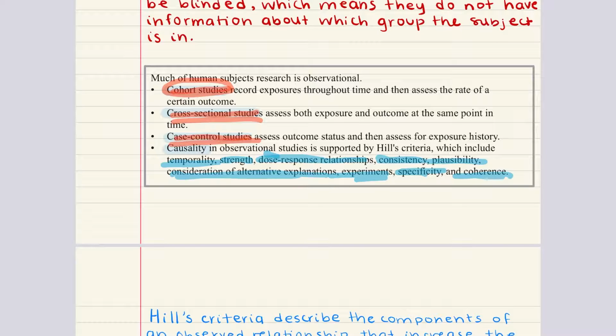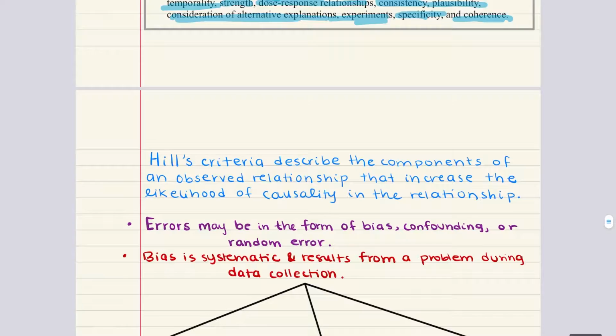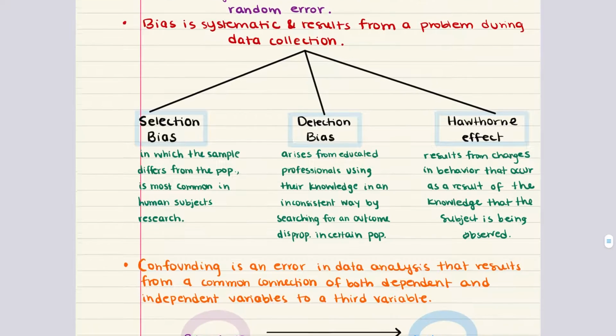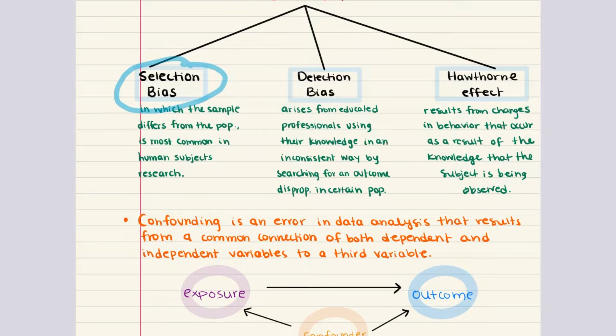Now, considering all this, we can move into our discussion on the error sources that can arise in human subjects research. These errors can distort results, and then they can lead to inaccurate conclusions if they're not properly addressed. Now, we're going to start with selection bias. Selection bias occurs when the sample is not representative of the population being studied.